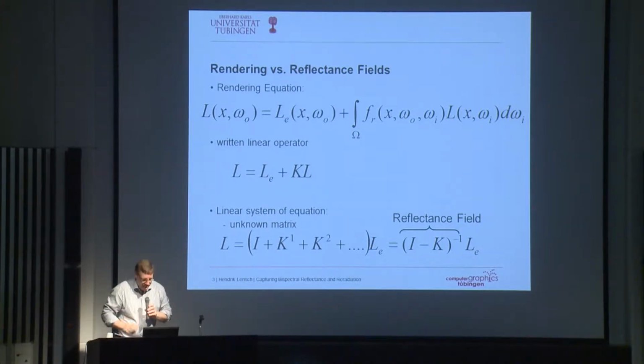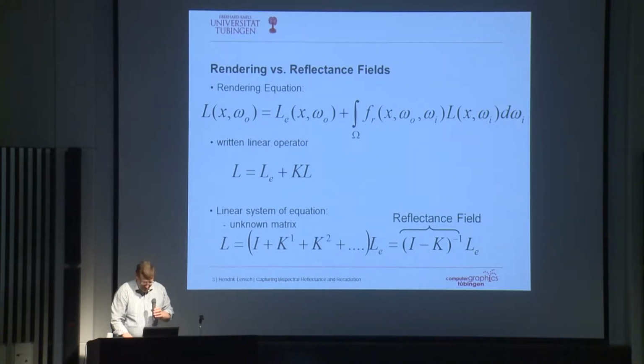And the stuff we are measuring, actually, is the so-called light field, or reflectance field, which is then the inverse of this operator, of the identity minus the reflectance operator. And that's what we are actually measuring theoretically.